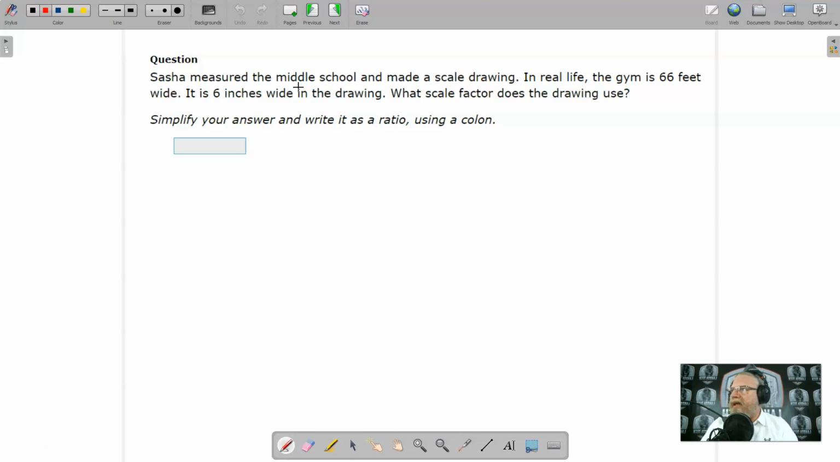Sasha measured the middle school and made a scale drawing. In real life, the gym is 66 feet wide. It is 66 inches wide in the drawing. What is the scale factor? So I have 6 inches, and that is equal to 66 feet. I need to get to inches from feet, so 1 foot is equal to 12 inches. So I need to multiply 66 by 12.